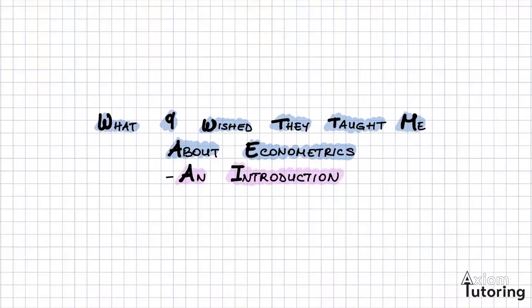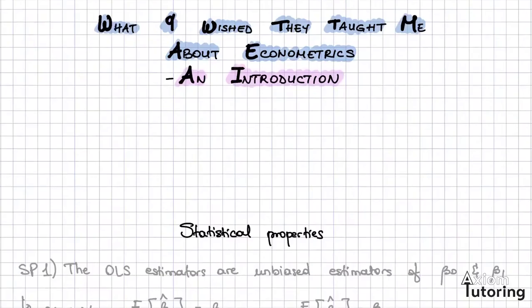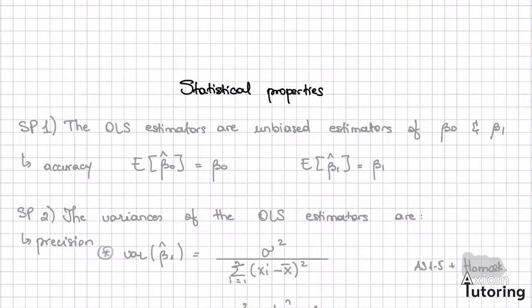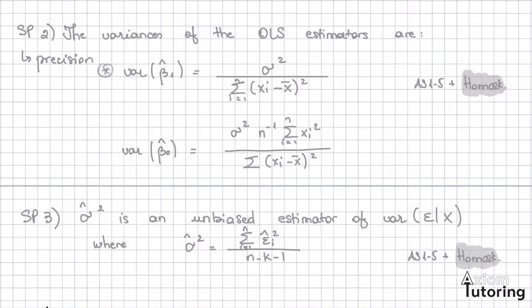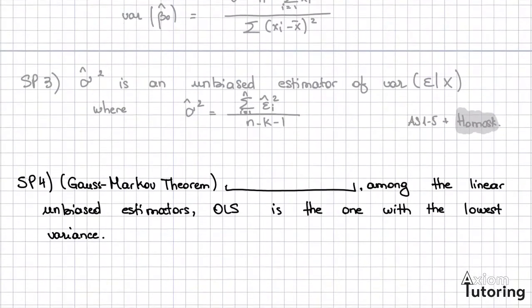In this video, we're finally going to connect all of the statistical properties that we have seen so far. Statistical property 1 about accuracy, statistical property 2 about precision, which finally gave us the expressions for the variances of the beta 1 hat and the beta null hat. Statistical property 3, which gave us an unbiased estimator for the sigma square that we used to compute the variances of the beta 1 hat and the beta null hat. To finally conclude with the statistical property that you have probably heard the most during class, and that connects to the Gauss-Markov theorem.